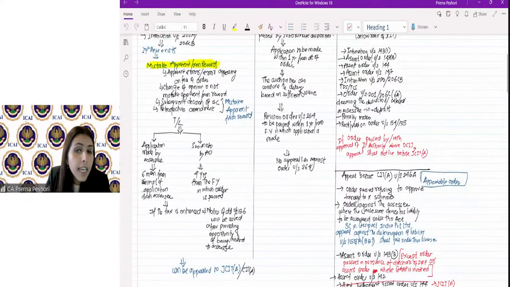If there is any mistake apparent from the record, the ITAT can rectify the order within 6 months of the passing of the order. However, it cannot re-decide the matter by adopting a new view. So, Section 254 is not a carte blanche. That means the ITAT cannot rehear the entire matter or pass an opinion in a different manner. It cannot recall the order. It can only recall the order if there is a mistake apparent from the record.